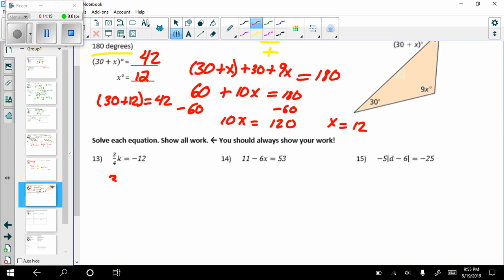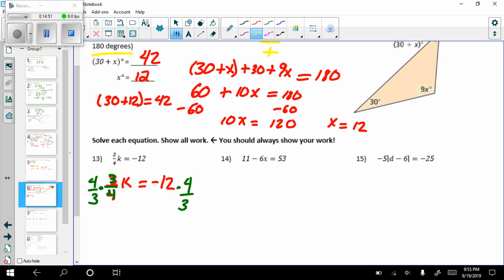Number 13, 3/4 k equals negative 12. This was one of those we practiced. I was hoping people would use their notes. If we have a fraction here, 3 divided by 4, we want to multiply by the reciprocal of that fraction on both sides. So this is going to be times 4/3 on both sides.